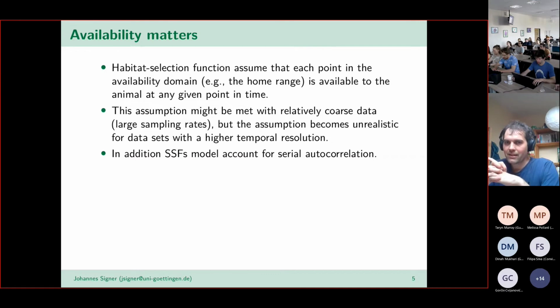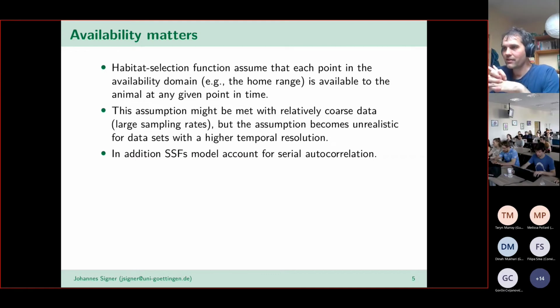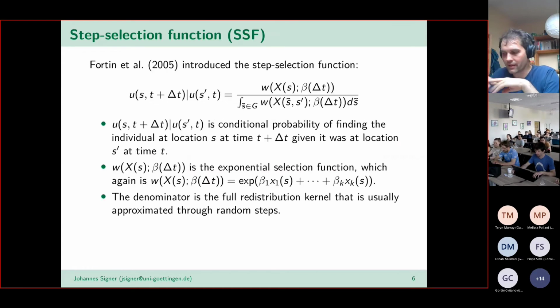This assumption was then a little bit relaxed using step selection function. And the idea of step selection function is to define availability conditional on the position where you are at the moment. Now, this was first introduced in 2005 by Daniel Cotin using, I believe, elk movement.